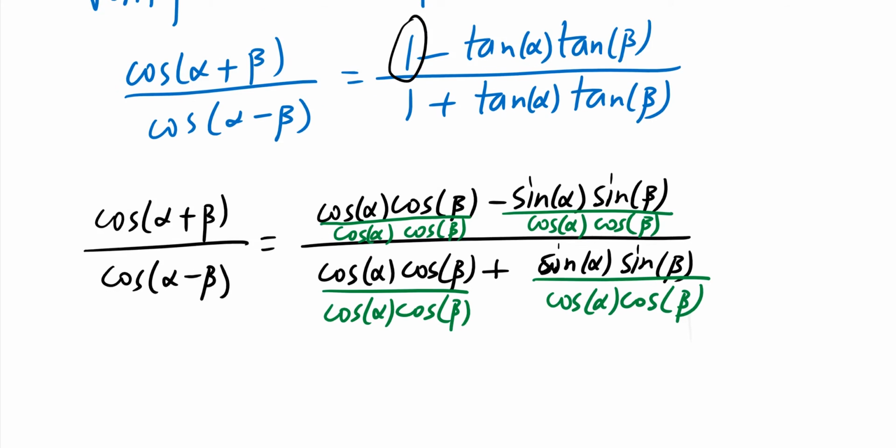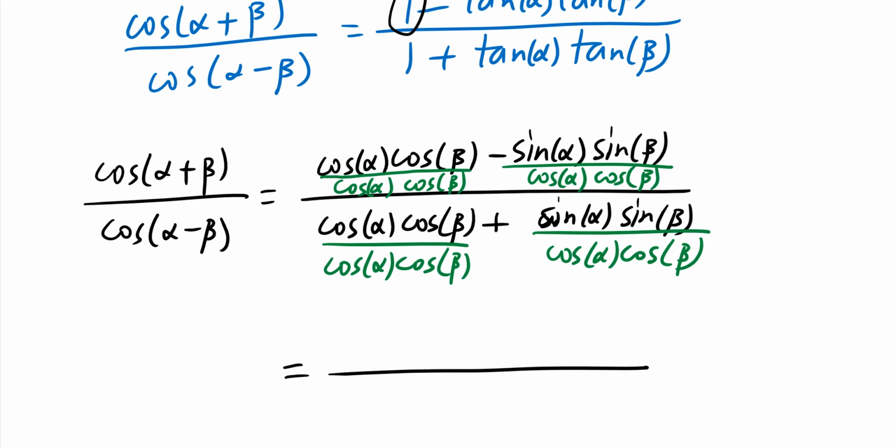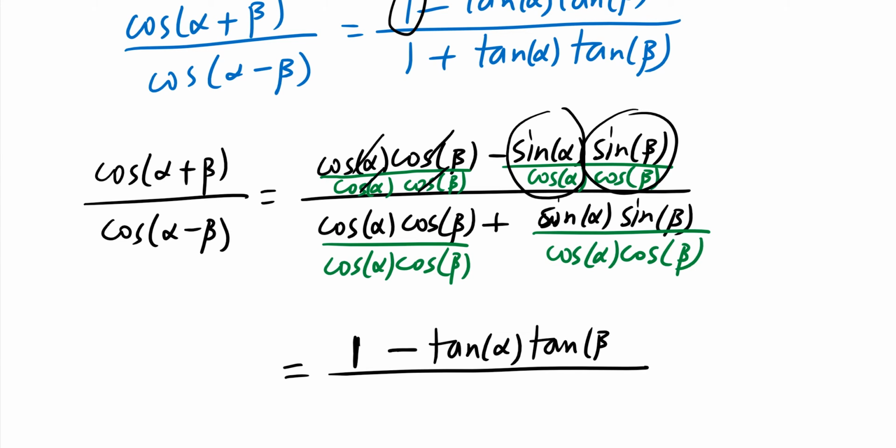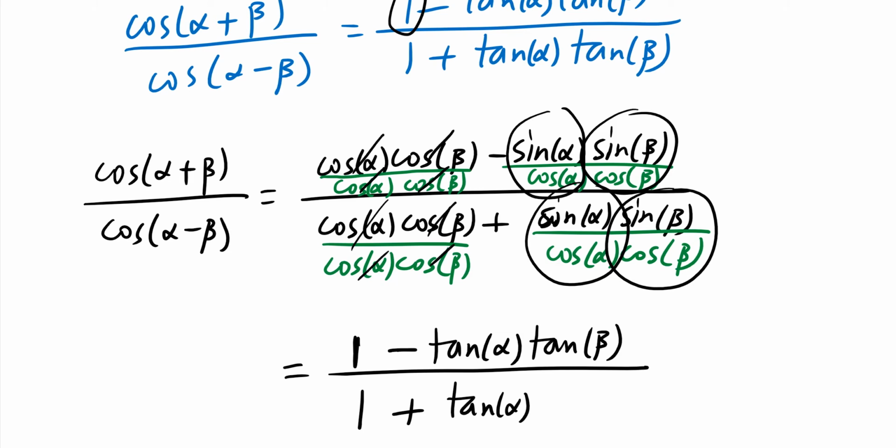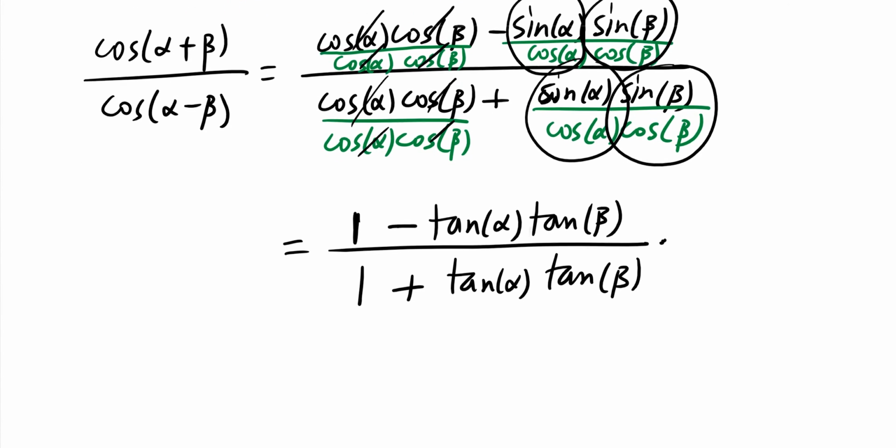So now what do we get? Let's see. On the top, this cancels, we get 1. Not 0, but 1. Sine alpha over cosine alpha, that's tangent alpha. Sine beta over cosine beta, that's tangent beta. And on the bottom, this cancels, this cancels, another 1, plus sine over cosine, that's tangent alpha. Sine over cosine, that's tangent beta. That's exactly what we were asked to find.